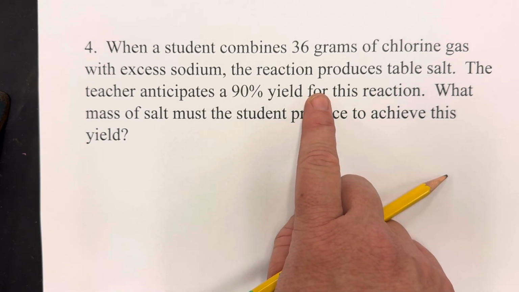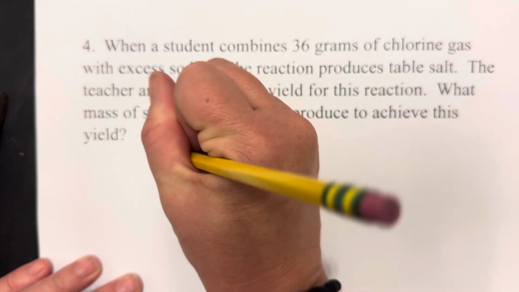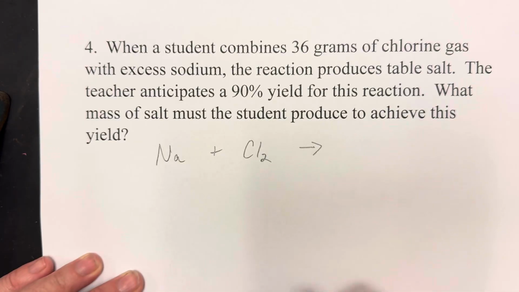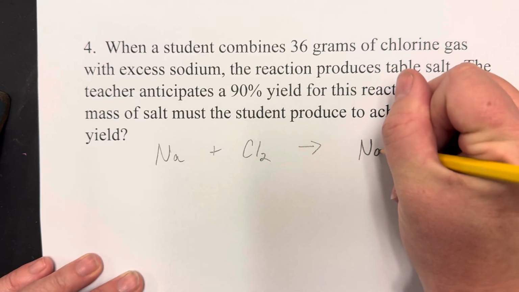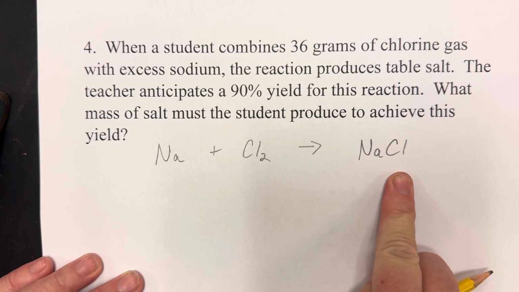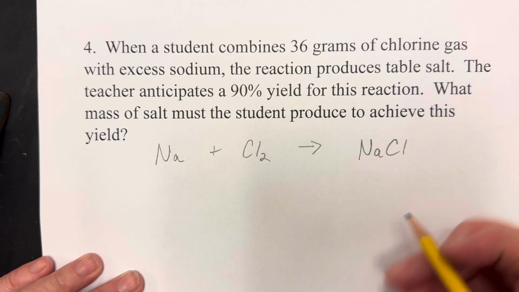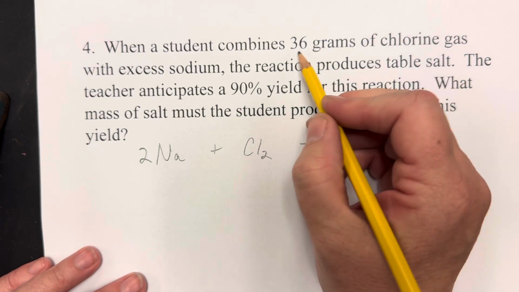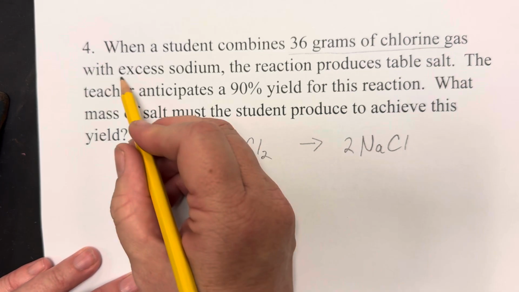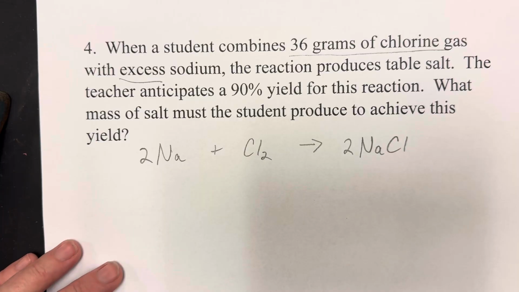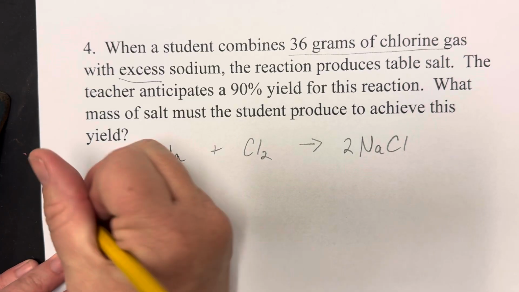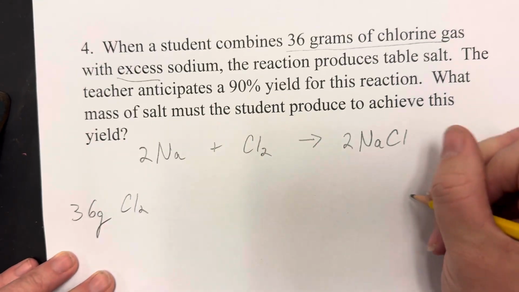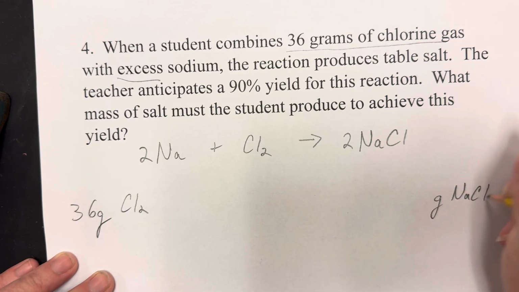So the student is mixing sodium and chlorine gas, remembering that chlorine gas is a diatomic. They are making table salt, which is sodium chloride, NaCl, plus 1 minus 1. I'm going to then go on ahead and balance this. So I need a 2 and a 2. All right. The student combines 36 grams of chlorine and excess sodium. So excess means this is not a limiting reactant problem. I'm going to start with my 36 grams of Cl2. I want to know how many grams of NaCl that's going to give me.